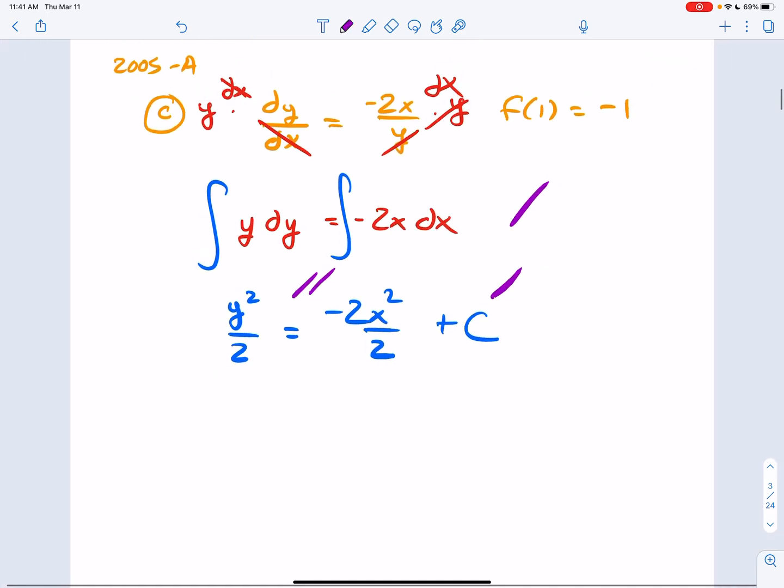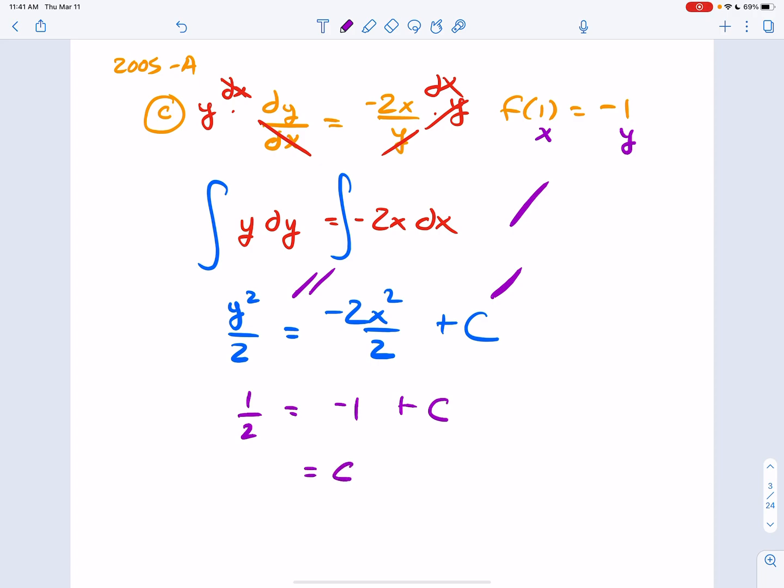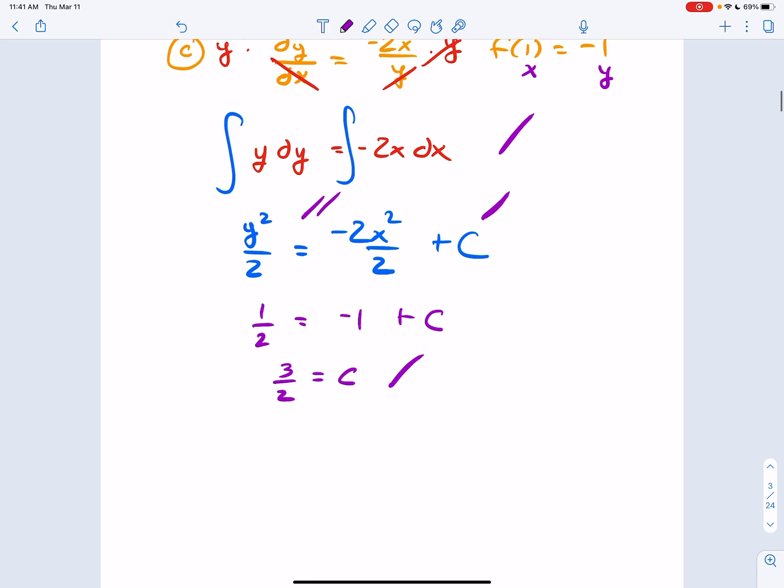I'm going to go ahead and plug in my given condition here where x is 1 and y is negative 1. I end up getting 1 over 2 equals negative 1 plus c. Okay, so if you solve for c, that should come out to 3/2. I assume I will get another point there. Okay, we'll see if we're right.